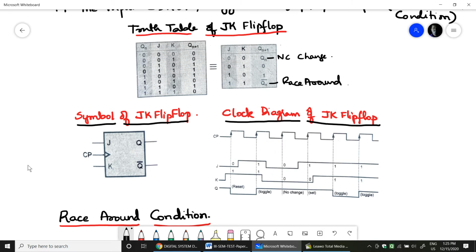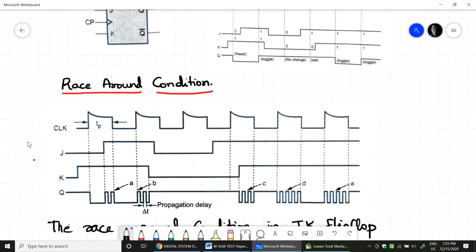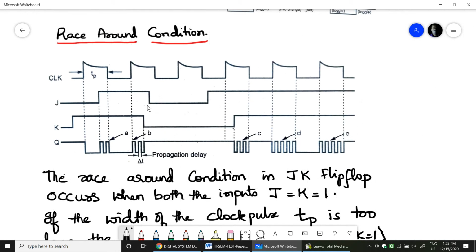Okay. So next we'll see what is race around condition, which I just mentioned. Now here you see this waveform clearly explains what is race around condition. So this TP is the time of each clock pulse that we actually give. TP would be the duration of each clock pulse, whereas this propagation delay would be the delay between the state that it gets changed. From present state to next state, the propagation will happen. The time taken for that particular propagation is what we call as propagation delay.